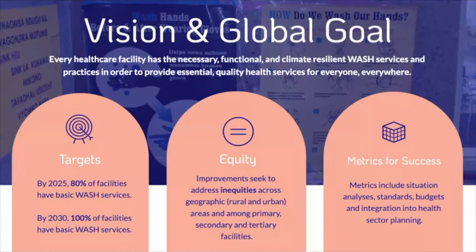In addition, WHO and UNICEF have developed targets. By 2025, 80% of healthcare facilities should have basic WASH services. By 2030, reaching the goal of the Sustainable Development Goals, 100% of facilities should have basic WASH services. We also look at equity. So WHO and UNICEF want to ensure that we develop improvements that seek to address inequities across geographic areas and among the different service levels at facilities. And lastly, they put together metrics for success, including ensuring that countries undertook situation analyses, developed standards, developed budgets, and worked to integrate WASH into health sector planning.